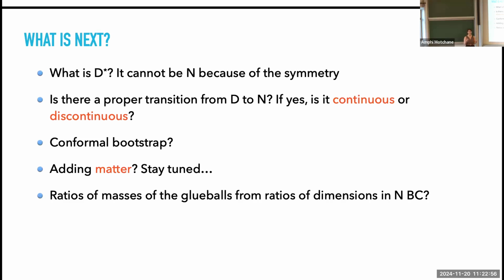Our results suggest that Neumann boundary condition is the boundary condition that we should consider to then explore confinement in flat space, Yang-Mills theories in flat space in general. So one possible open question is what can we do with that? Can we compute something starting from IHES and going up to flat space? One possibility is to compute ratios of dimensions of operators with Neumann boundary condition and try to interpolate this result up to flat space.